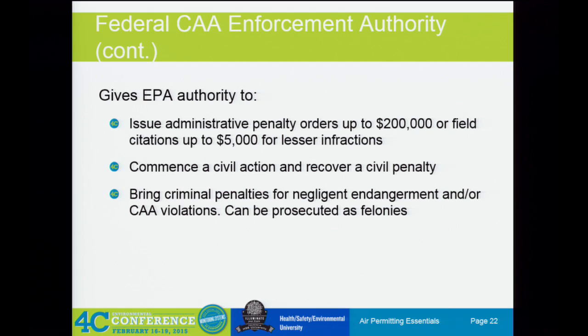And second and third bullets, the commence a civil action, recover a civil penalty. So if they deem that it's serious enough, they can take you to court and get penalties that are above these $200,000 and $5,000 fines.